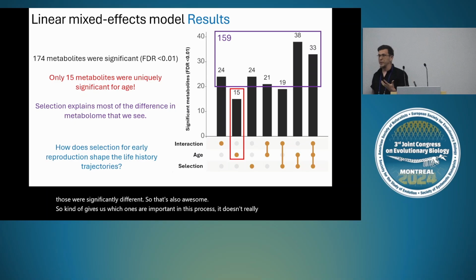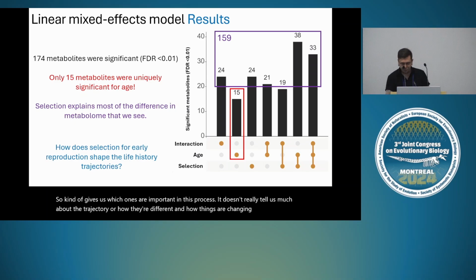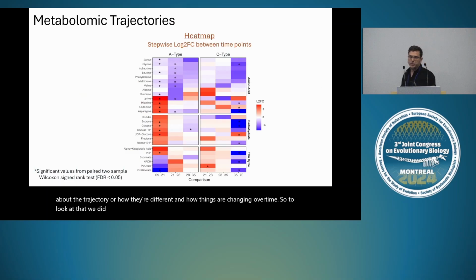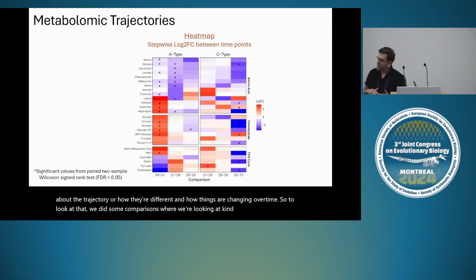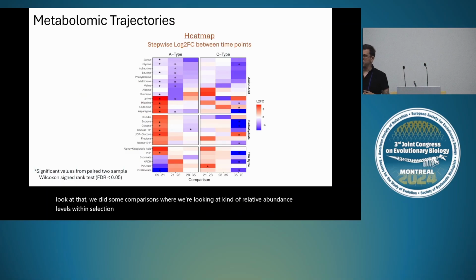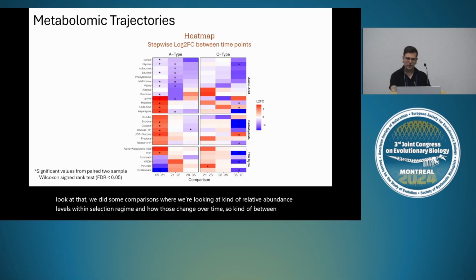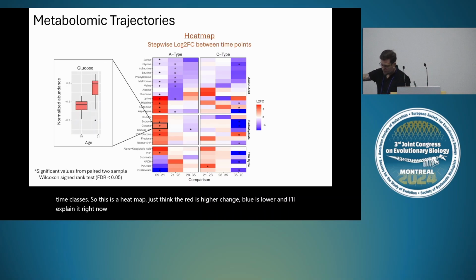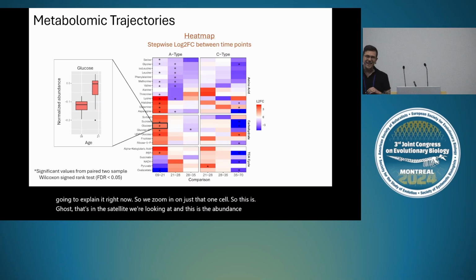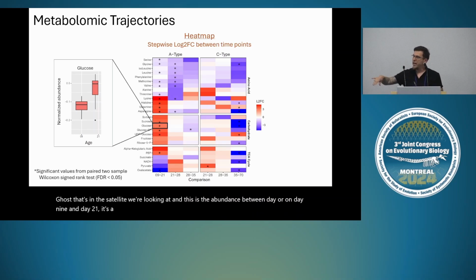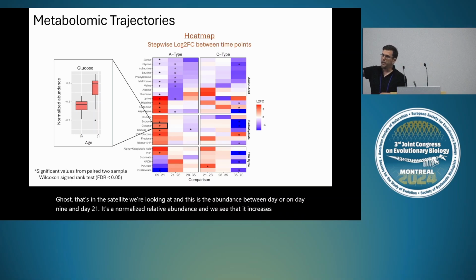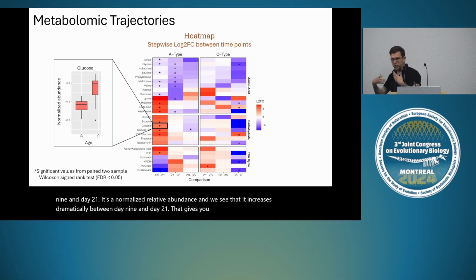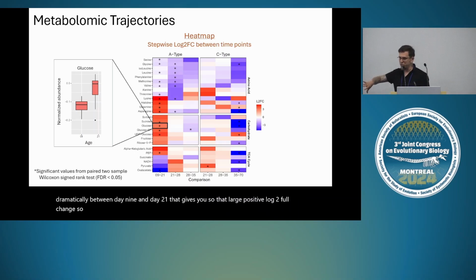It doesn't really tell us much about the trajectory, or how they're different and how things are changing over time. So to look at that, we did some comparisons looking at relative abundance levels within selection regime and how those change over time, between those time classes. So this is a heat map. Just think the red is higher change, blue is lower, and I'm going to explain it right now. If we zoom in on just that one cell, this is glucose, the metabolite we're looking at, and this is the abundance between day 9 and day 21. It's a normalized relative abundance, and we see that it increases dramatically between day 9 and day 21. That gives you that large positive log 2-fold change. So that's how this whole table is breaking down.